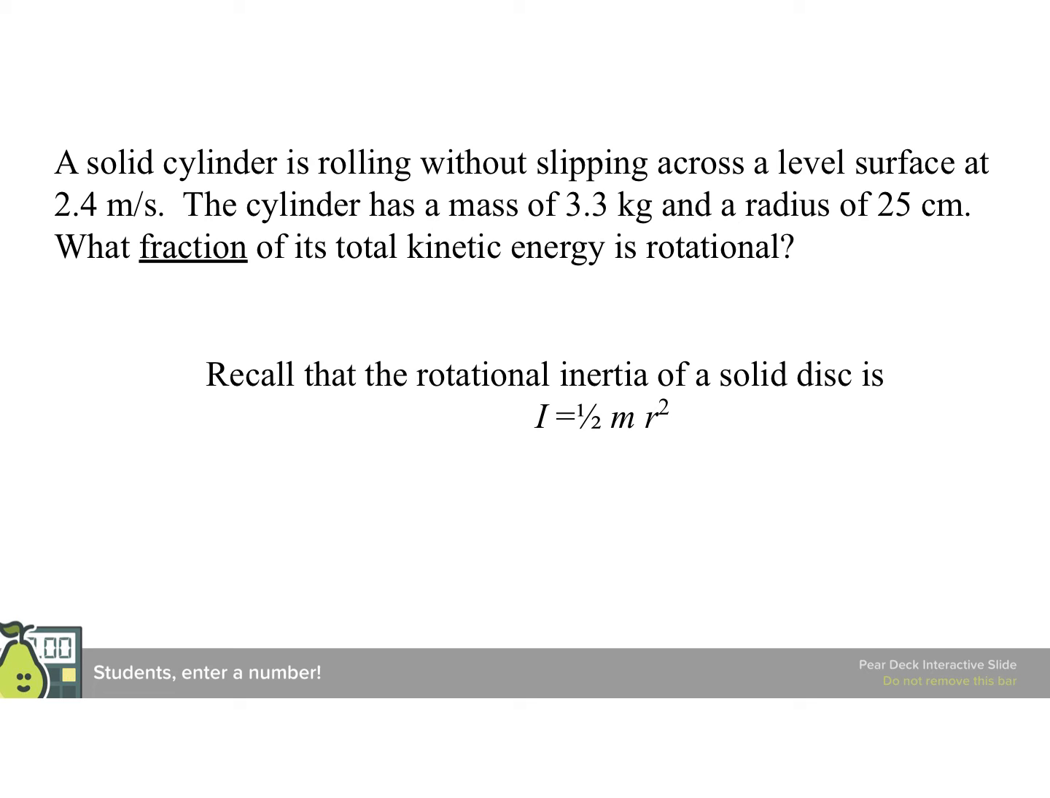As an example, a solid cylinder is rolling without slipping across a level surface at 2.4 meters per second. The cylinder has a mass of 3.3 kilograms and a radius of 25 centimeters. What fraction of its total kinetic energy is rotational? Recall that the rotational inertia of a solid disk is 1/2 mr squared. Let's also remember that a solid disk and a solid cylinder are functionally the same for rotations, because our disk can be stretched out into a cylinder without changing the distances from the axis. So again, what fraction of the total kinetic energy is rotational?